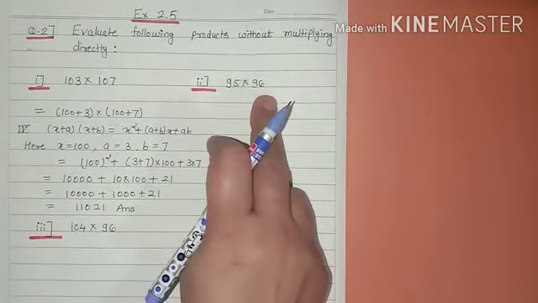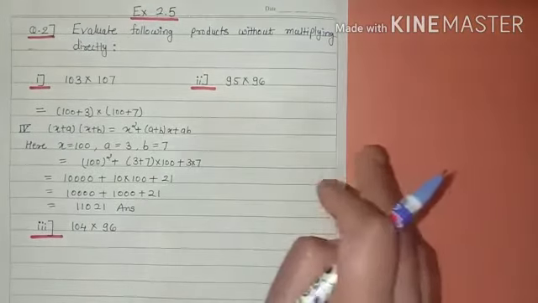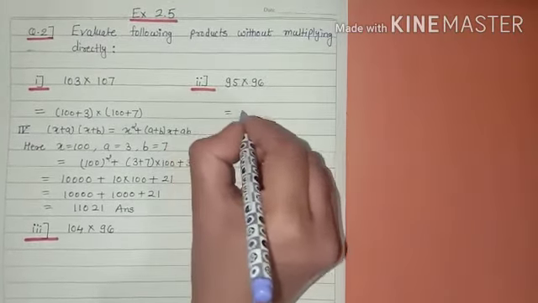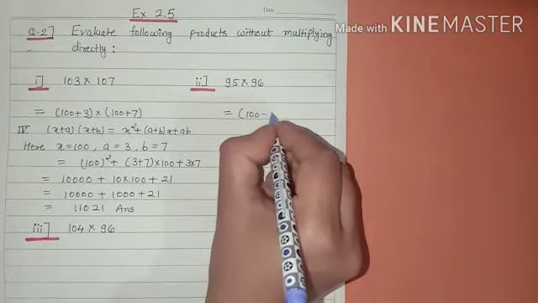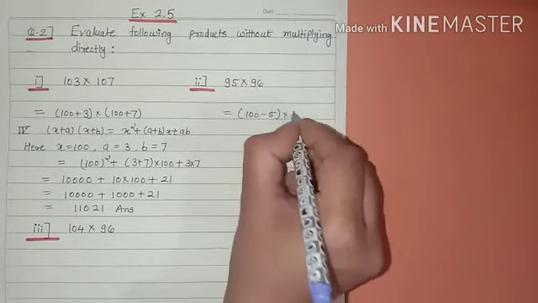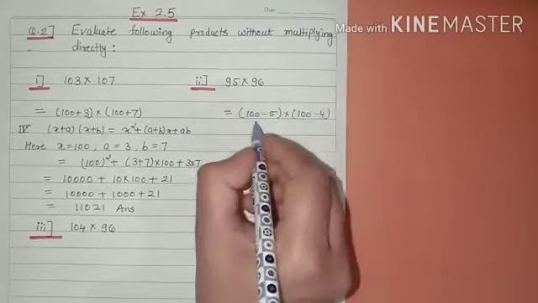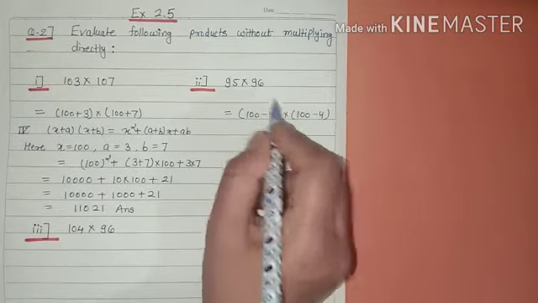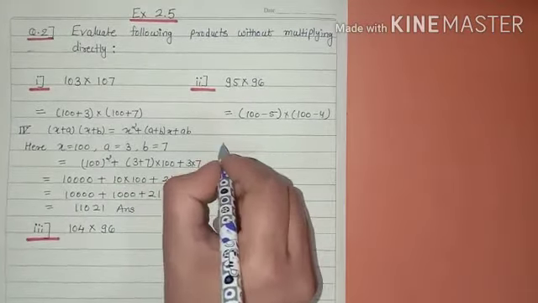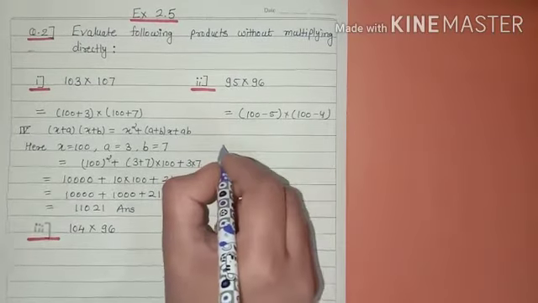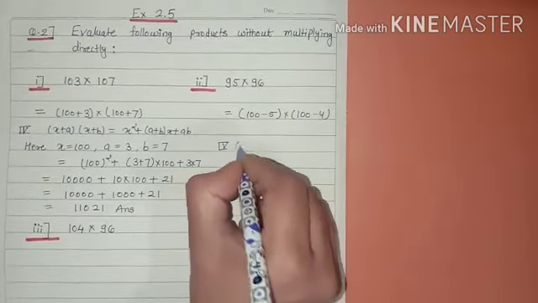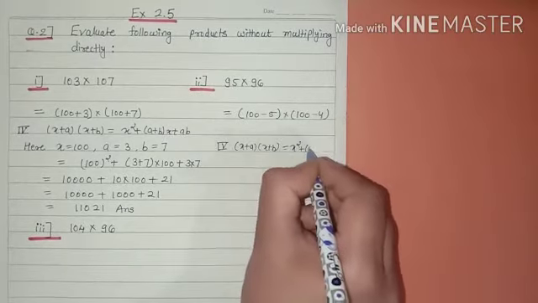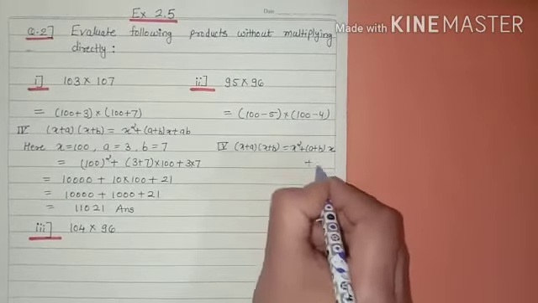This 95 into 96 can be broken as 90 plus 5 into 90 plus 6, or you can break this as 100 minus 5 into 100 minus 4, because if you subtract 5 from 100 you will get 95, and when you subtract 4 from 100 you will get 96. Again we have to think about that identity. The same identity we will use here. Fourth identity, (x plus a) into (x plus b), which is equal to x square plus (a plus b) into x plus ab.